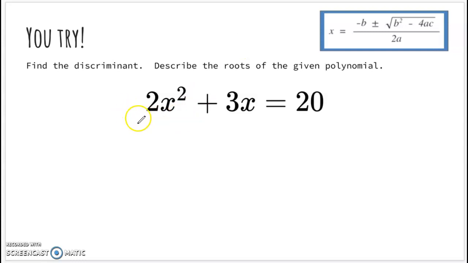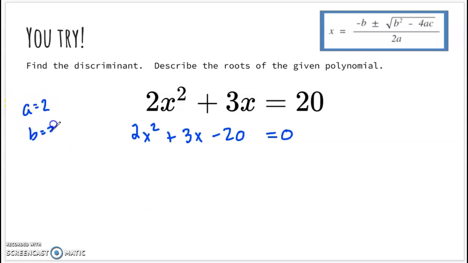Let's take a look at it. So first things first, we have to get our equation into standard form. 2x squared plus 3x minus 20 equals 0. I subtracted 20 from both sides of my equal sign to get this minus 20 here. Then I've got a is equal to 2, b is equal to 3, and c is equal to negative 20.